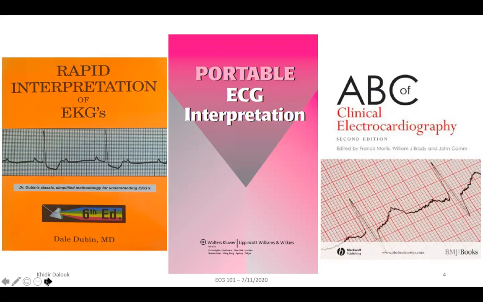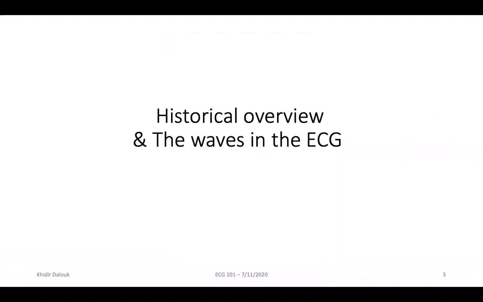There is a lot of books, you know, that you can read about ECGs. Just choose the book that you feel more comfortable reading and easy language for you to understand. I have a lot of slides from the ABC of clinical electrocardiography and the portable ECG interpretation. A lot of the medical school students here in the US use rapid interpretation of ECGs by Dale Dubin. I just put it there as a source. لكن زي ما قلت you can choose any ECG book to read.